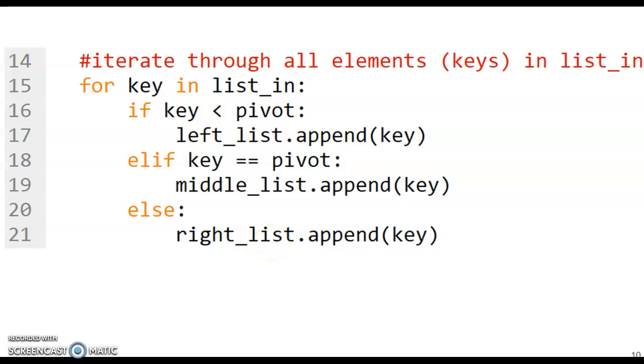So as we said there, we've got 3 empty lists. We've got the middle list, the left list, and the right list. And we're going to add accordingly depending on the pivot.